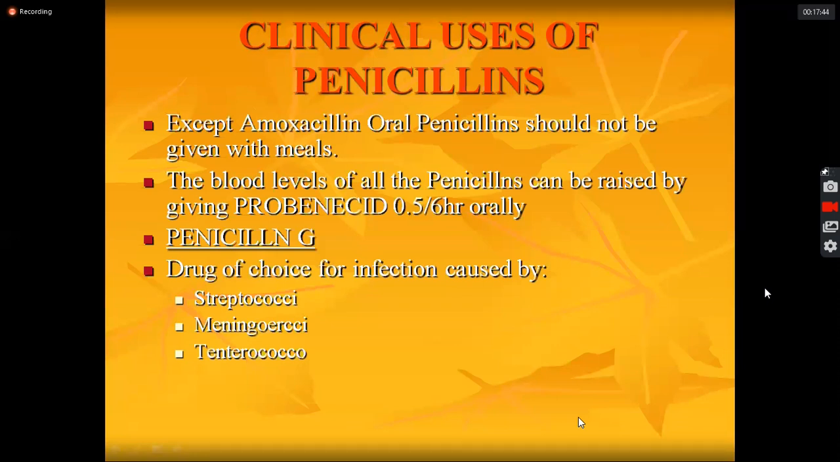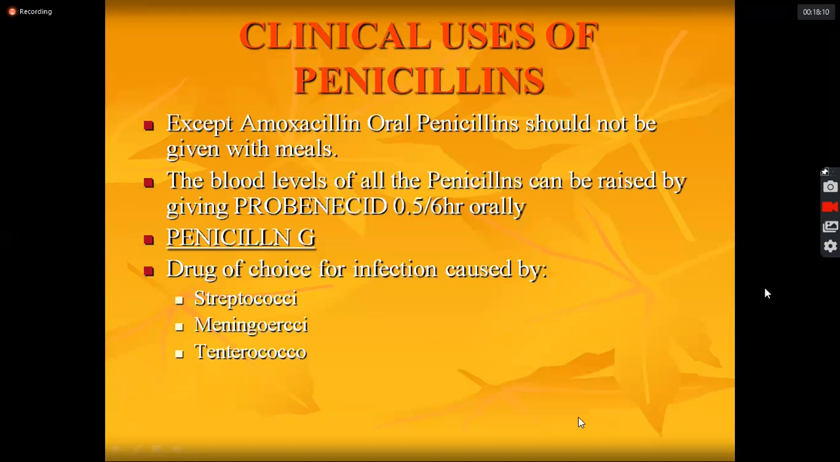So what all these people say, that don't take it on an empty stomach, hot or cold, there is nothing like that. All the drugs, except for vitamins and for those where it is specifically written or advised by the doctor, should not be taken with food. So here, oral penicillins, all the penicillins, should not be given with meals except for amoxicillin. Amoxicillin can be given with food.